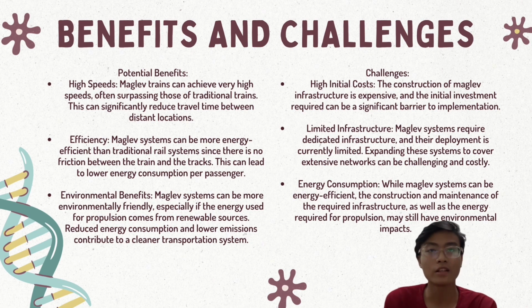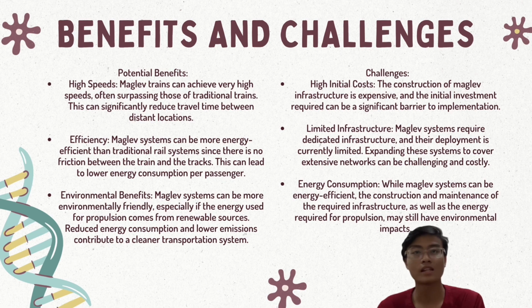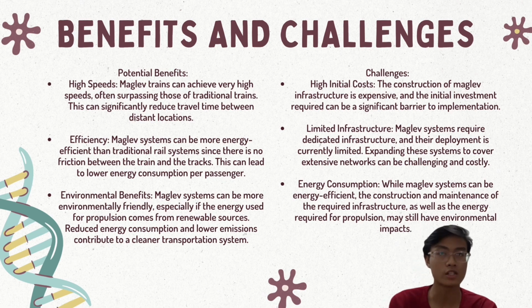Second, limited infrastructure. Maglev systems require dedicated infrastructure and their deployment is currently limited. Expanding this system to cover extensive networks can be challenging and costly. So lastly, energy consumption. While maglev systems can be energy efficient, the construction and maintenance of the required infrastructure as well as the energy required for propulsion may still have environmental impacts.